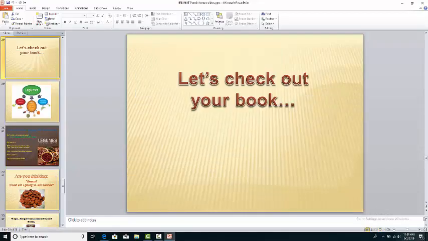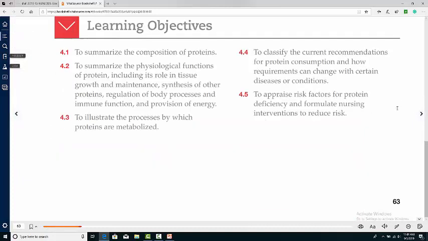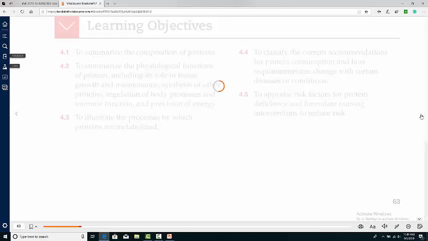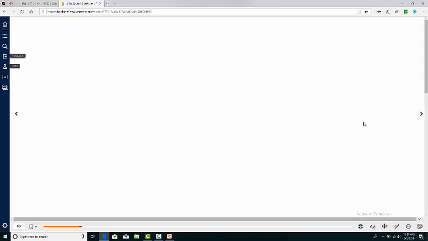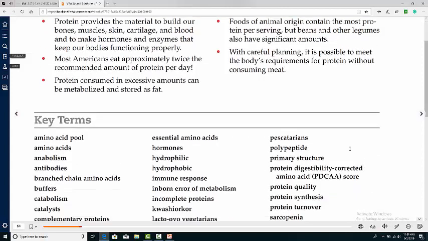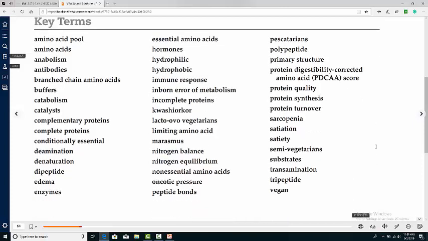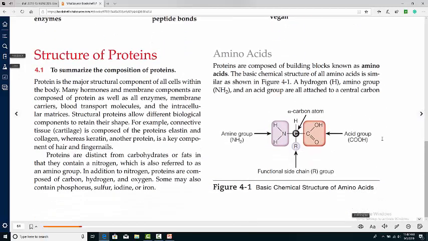So at this point, I want to go over to your book for a moment, and you should be at the beginning of chapter 4. And as you know, you usually see the learning objectives at the beginning. Hopefully you've skimmed through those. As I click through, you're going to see the Did You Know section, which is what I asked you to put on your assignment. And then many of the key terms are used throughout the assignment, though certainly not all of them. So for any that are new to you, you're going to want to take a moment to mentally process those, since it's likely that you're going to encounter them again throughout the course.